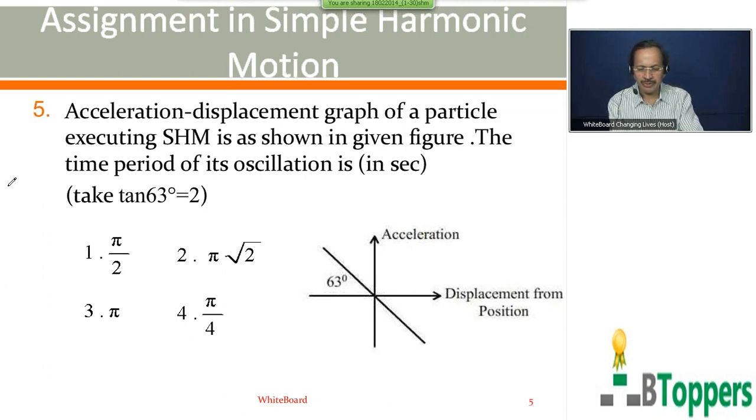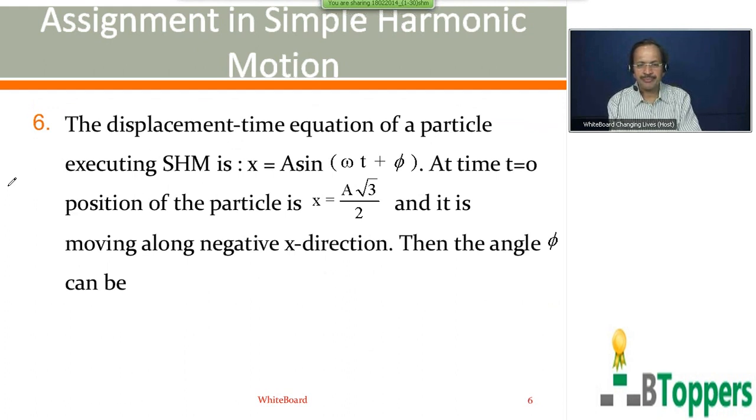Next I am going to show you the next question on the screen. Come on, look at the question number 6. The displacement time equation of a particle executing simple harmonic motion is x equal to A sin(omega t plus phi). At time t equal to 0, the position of the particle is x equal to A root 3 by 2 and it is moving along negative x direction. Then angle phi can be, you are given 4 options on screen. Come on, take a pause and try to answer this question.